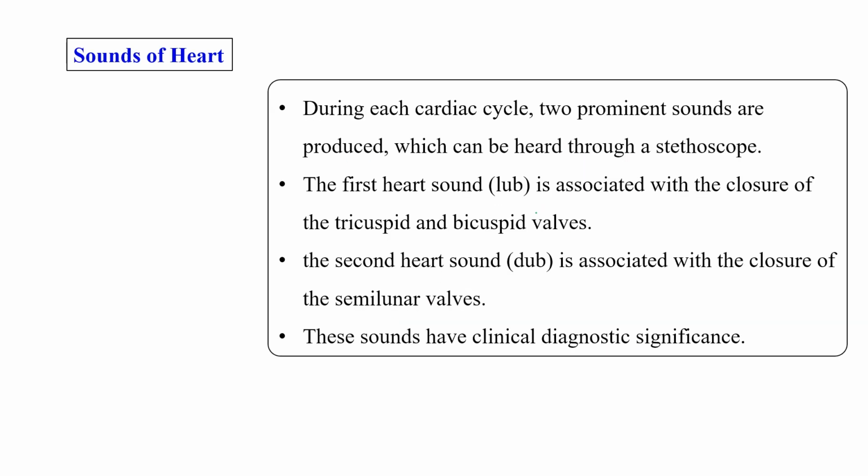During each cardiac cycle, two prominent sounds are produced, which can be heard by equipment known as a stethoscope. The first sound is known as the lub sound, which is associated with the closure of the tricuspid and bicuspid valves. Okay. And the second sound, known as the dub sound, is associated with the closure of the semilunar valves. These sounds have clinically diagnostic significance.